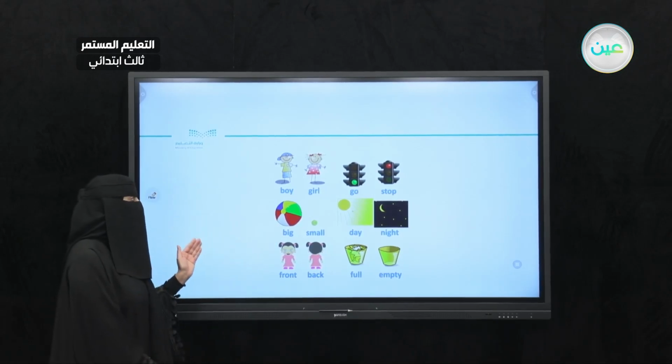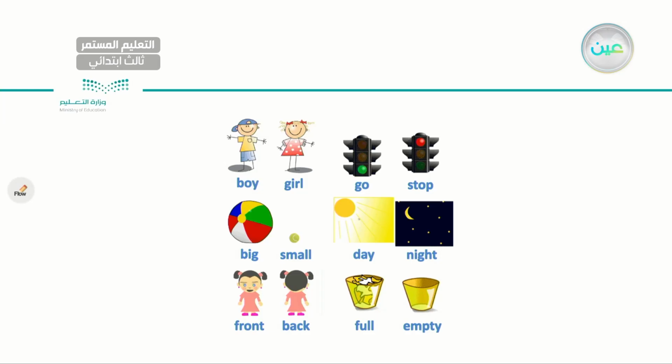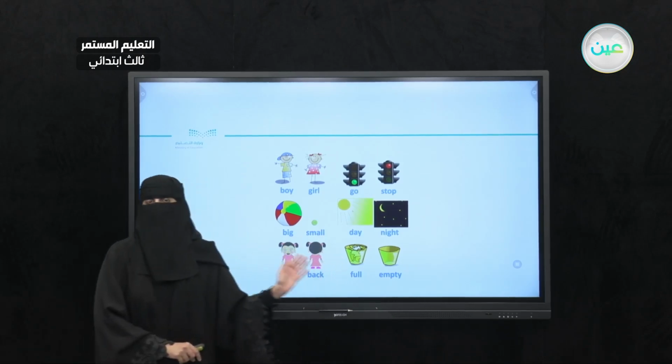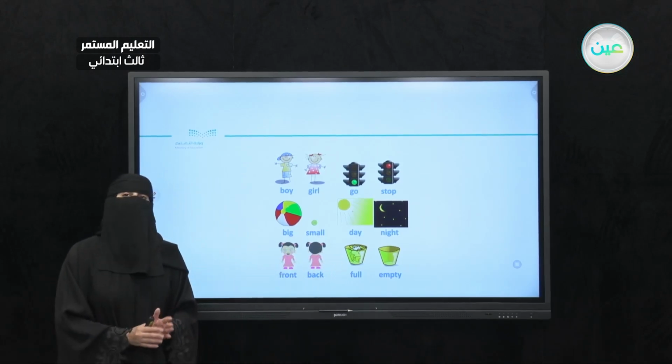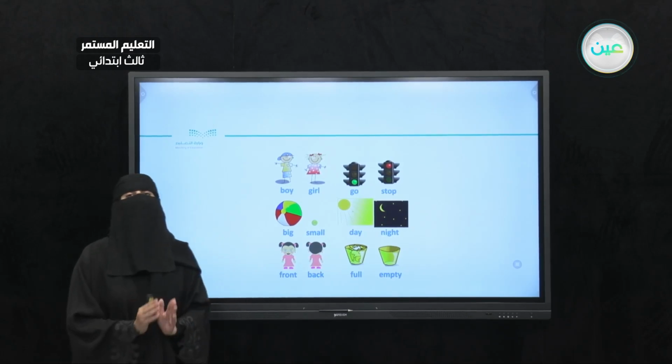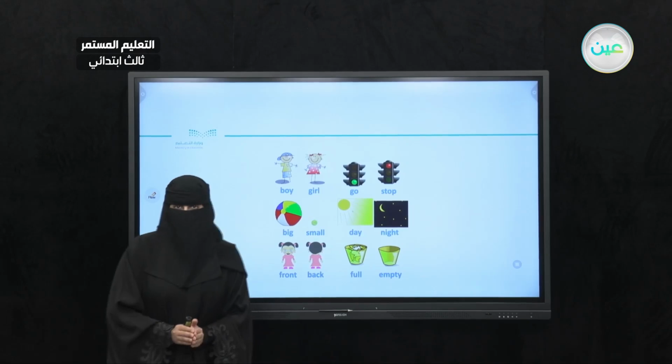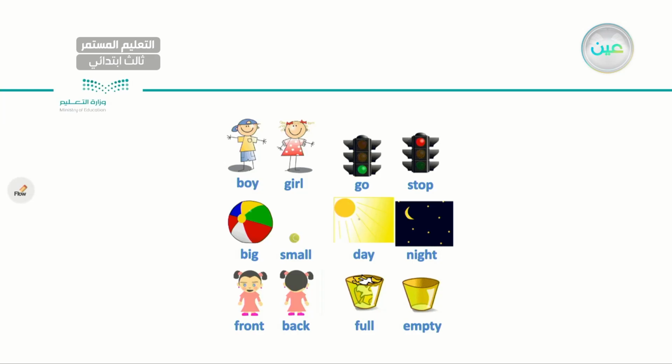I have a big ball and I have a small ball. I have a front and I have a back. I have a day, a night, a boy, a girl. I have a full trash can and an empty trash can. So as you can see, all these are completely opposite. Some of them are nouns, others are adjectives. Okay, so this is the meaning of opposites.